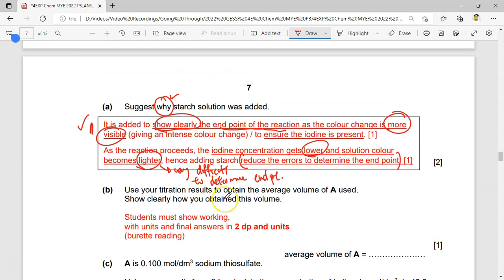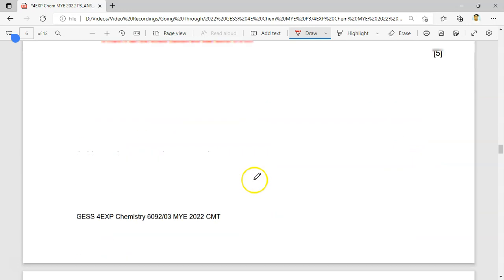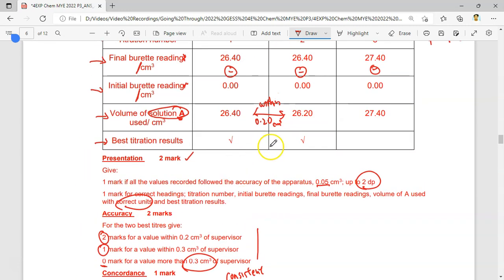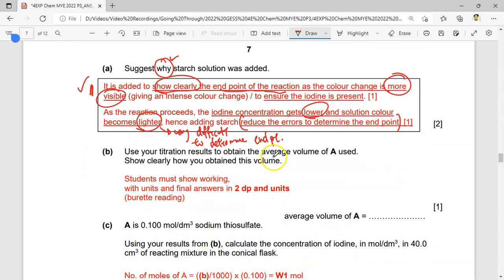Use your titration results to obtain the average volume of A used. Show clearly how you obtain this volume. When you say show clearly how you obtain this volume, it is actually your tick on the boxes here. So what you should have is, okay, average. Let's spell it out.